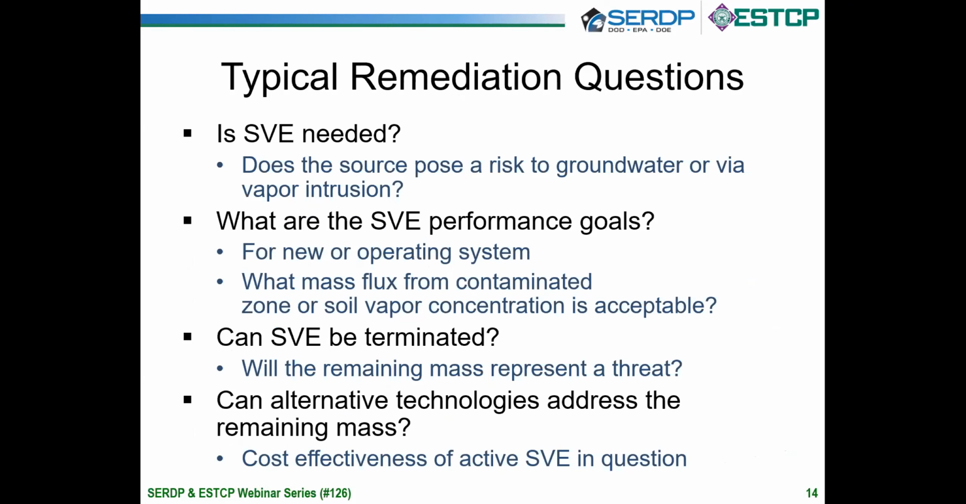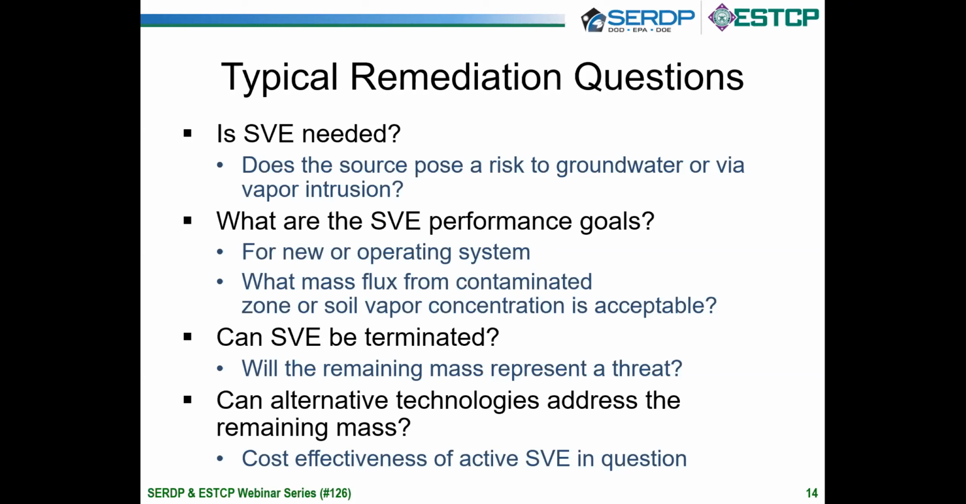So when you're looking at remediating the vadose zone with SVE, there are some questions that you might ask, depending on what stage you're at in the remedy. When you're first looking at a site, you might ask the question, is SVE needed? Does the source in the vadose zone pose a risk to groundwater or vapor intrusion? As you're proceeding with SVE or designing the system, you might ask, what are the performance goals for this? What mass flux from a contamination source would be acceptable to meet cleanup goals?